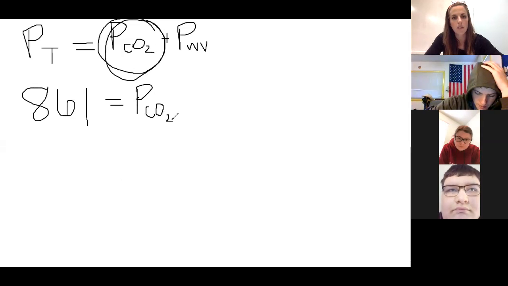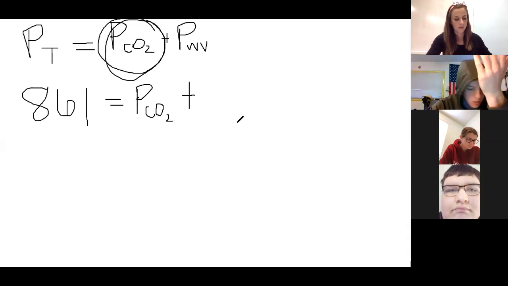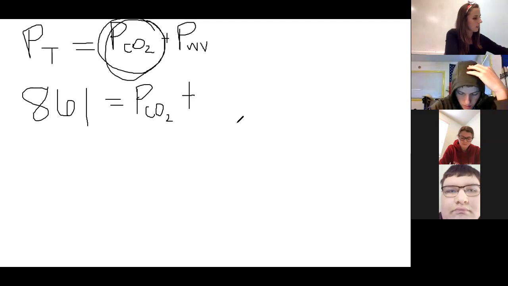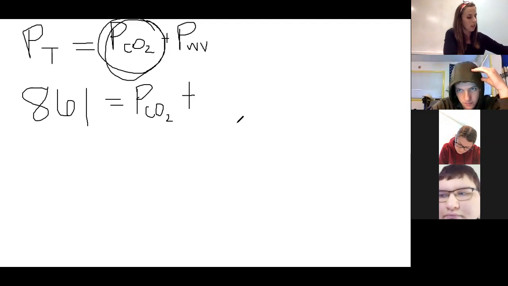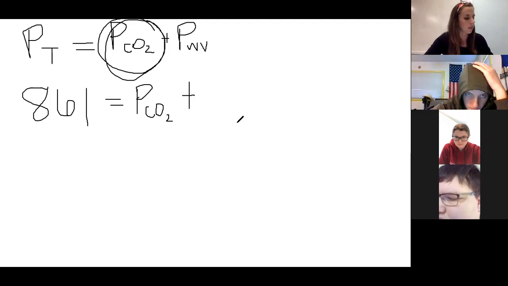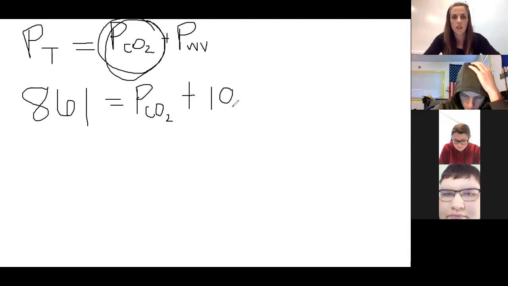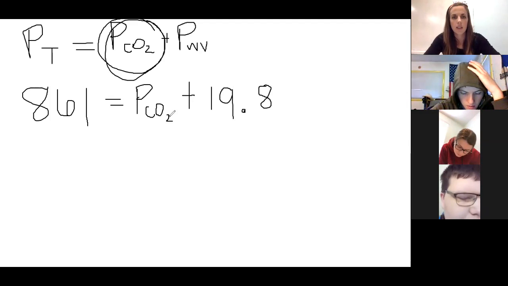How am I going to find the water vapor pressure? They just give me a temperature. Go to the table. Yep, table 11.2. 19.8. Good. And that's already in torr, so I don't have to convert. Now all I'm doing to get this by itself is subtracting 19.8 from both sides.